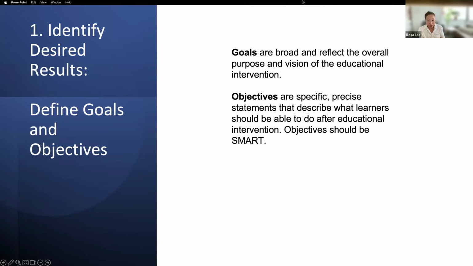But the objectives are going to be incredibly important because the objectives are what you're going to base your curriculum and your assessments on. So objectives are specific, precise statements that describe exactly what your learners should be able to do after they go through your curriculum. So the objectives should be SMART, and I'm sure most of you have heard about SMART goals or writing SMART objectives, but this is incredibly important.